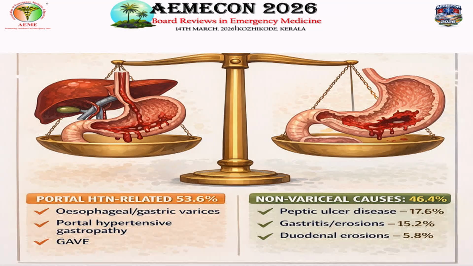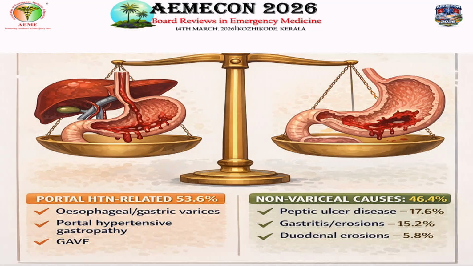Coming to the etiologies of UGI bleed, as Saurus told us, it is acute variceal bleed. Acute variceal bleed contributes to somewhere around 50%. Esophageal varices, gastric varices, gastropathies, right? Okay. Next is non-variceal causes.